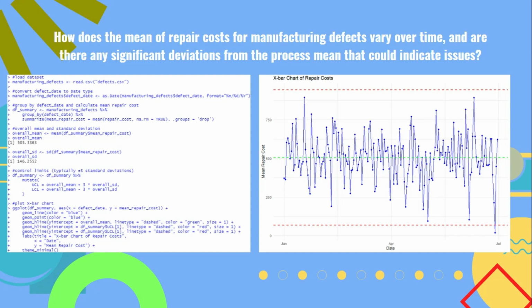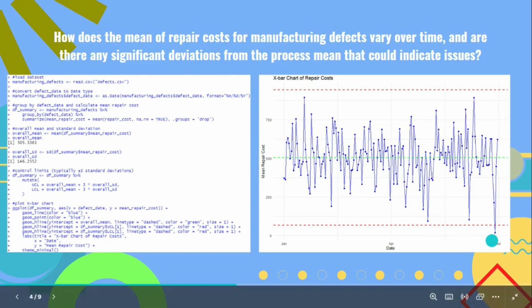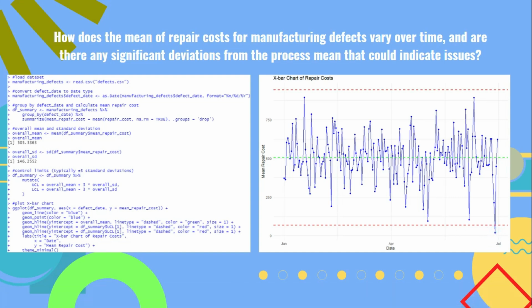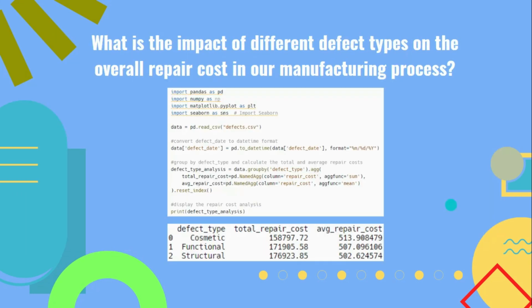And the process behavior is basically the process is not entirely stable, as there are points above and below the control limits, suggesting that certain periods experience unusually high or low repair costs, and these could correspond to specific incidents or issues in the manufacturing process. But you can see up here, it falls within the limit, it falls below it. See down here probably in late June, that's when it exceeds the lower limit. So there has to be some kind of investigation going on.